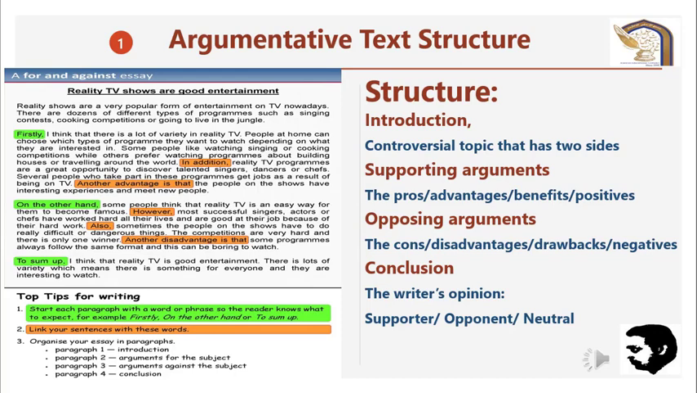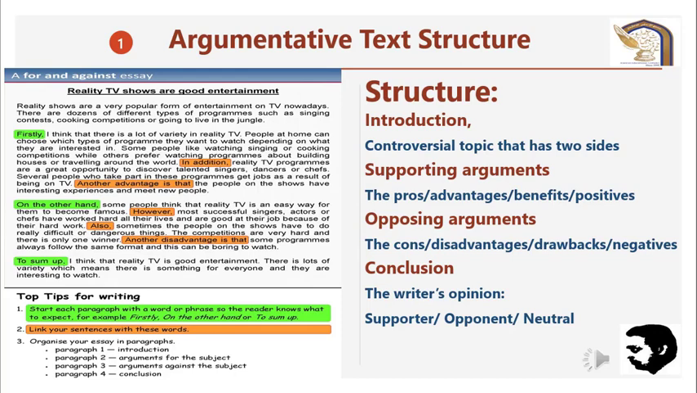Paragraph number 2. The second paragraph introduces the pros, advantages, benefits, or positives of the topic. Here, the writer tries to show the first point of view in an objective way. Paragraph number 3. The third paragraph introduces the cons, disadvantages, drawbacks, or negatives of the topic in an objective way as well.